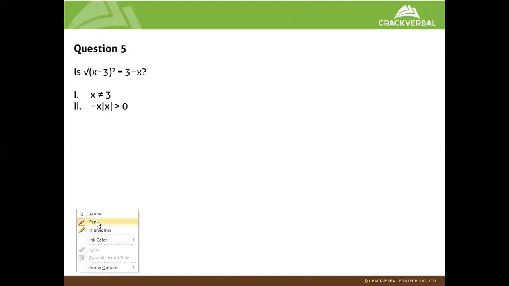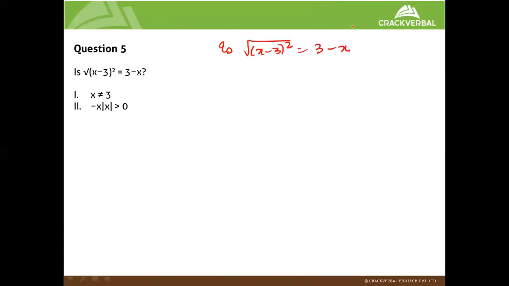Fine. Now, what do you think would be the best thing to do in the first step of the question itself? Is root of (x minus 3) whole square equal to 3 minus x? I can rephrase this question to: is mod of (x minus 3) equal to 3 minus x? Why am I rephrasing this question? Because I have the equation mod of x is equal to root of x square. So root of x square has to be equal to mod of x.